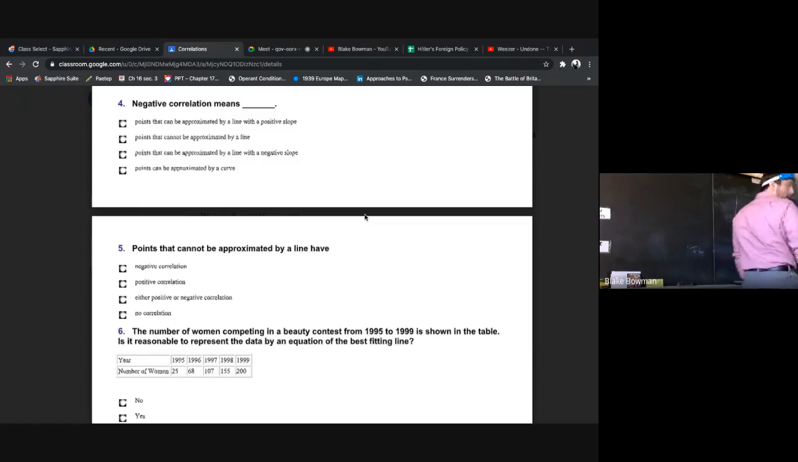The other axis, we have the number of women participating. They should be a little more descriptive with it. Oh well, what can you do? You have 25, 68. Obviously you would probably do it at a different scale, maybe 5, 10, 15, 20, or 10, 20, 30, 40, 50, but I'm just going to put the numbers up to represent it. 107. Then 155 and then 200.